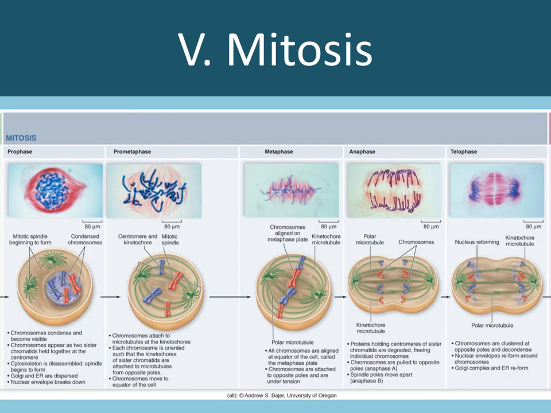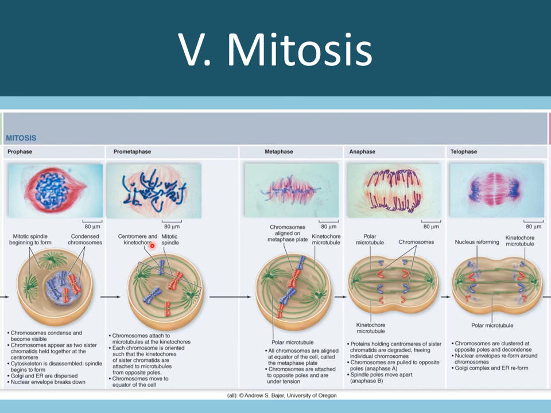Here's a depiction of the stages of mitosis. Here you can see a cell in prophase. The centrosomes have divided, the microtubules have rearranged into the mitotic spindle, and within the nucleus you can see the DNA has condensed into the individual chromosomes. Eventually, this nuclear envelope that surrounds the chromosomes will break down.